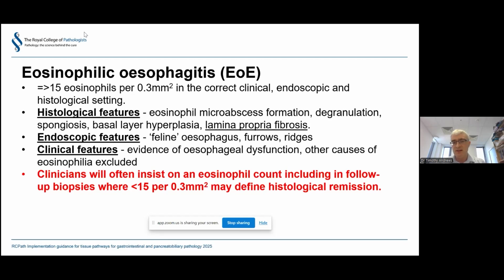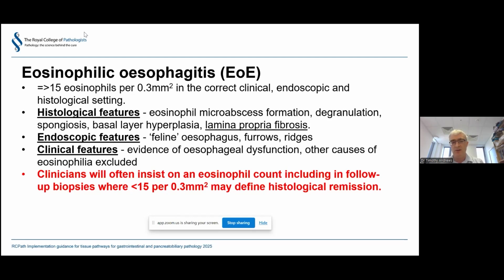In terms of the histological features, although you don't often get underlying connective tissue, I think seeing fibrotic underlying tissue with eosinophilic infiltration can be quite a useful diagnostic feature. Obviously, endoscopically, it may be entirely normal, or there may be the description of the so-called feline esophagus, or perhaps more commonly furrows, ridges, and thickening.